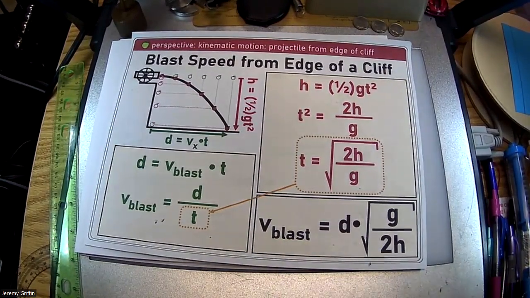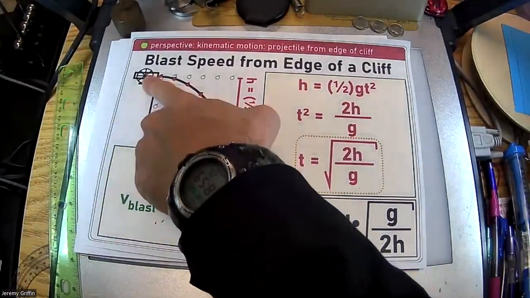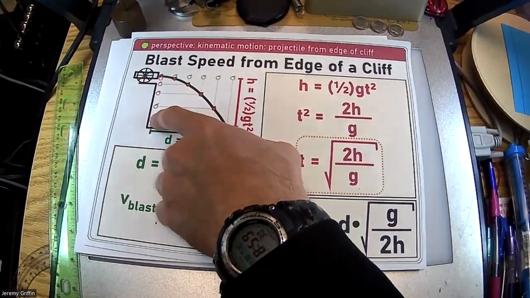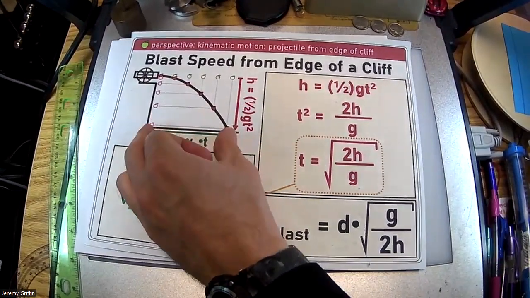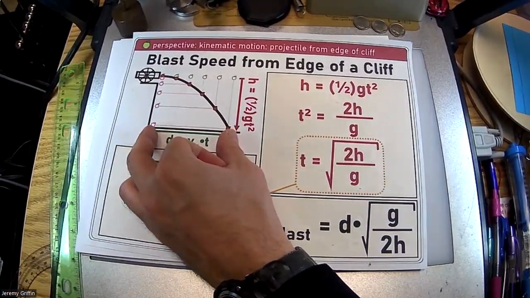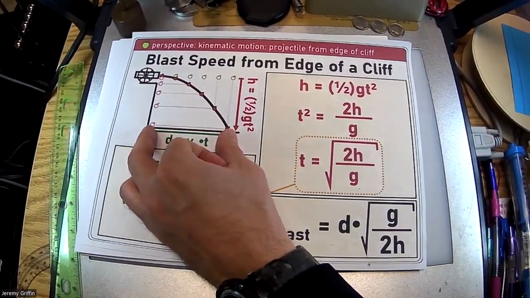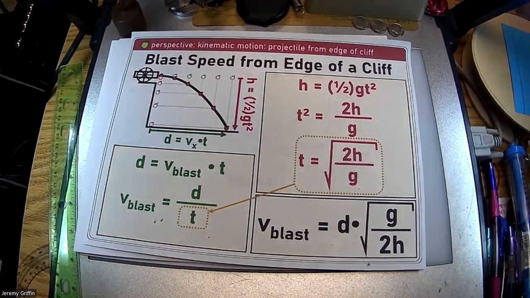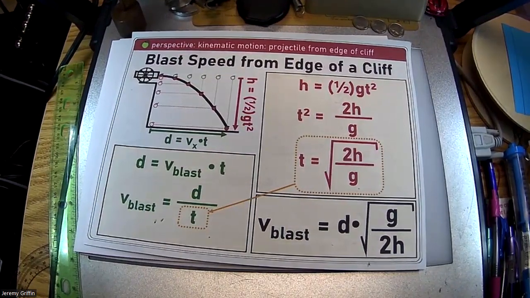What about this? What if you're comparing 2 different cannons, 2 different blast speeds, but this time we got 2 different cliff heights. And let's say the ball lands exactly the same location, so they land pretty much on top of each other, but one cliff is 4 times the height of the other cliff.